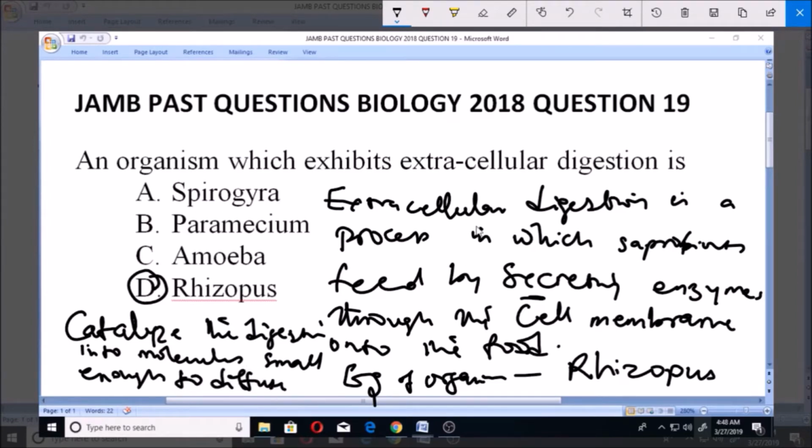So that is what we call extracellular digestion: secreting of enzymes through the cell membranes onto the food in order for the enzyme to catalyze digestion of the food into smaller molecules small enough to be taken up through passive diffusion. An example of an organism that does this is Rhizopus, and that's why D is the correct answer. Thank you.